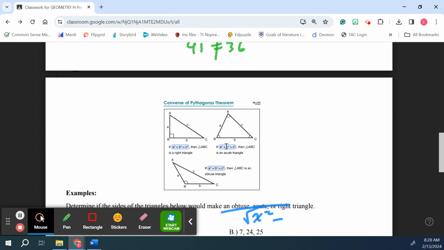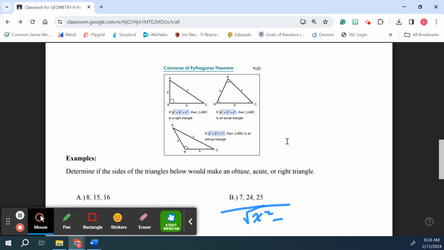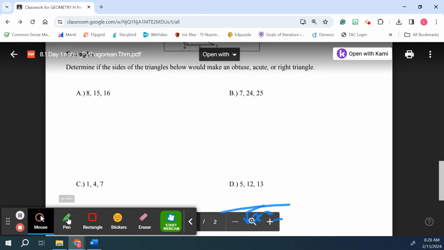If a squared plus b squared is greater than c squared, then you have an acute triangle. And if a squared plus b squared is less than c squared, you have an obtuse triangle. So these 3 rules you're going to have to memorize. And now what we're going to do is just apply them.